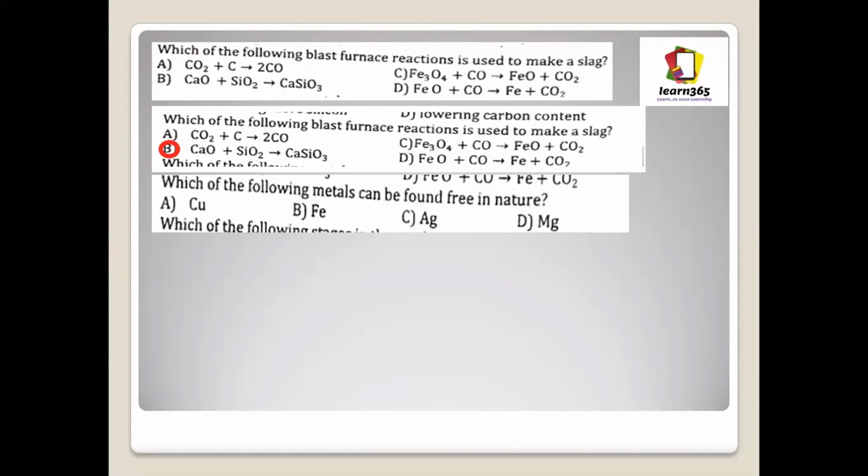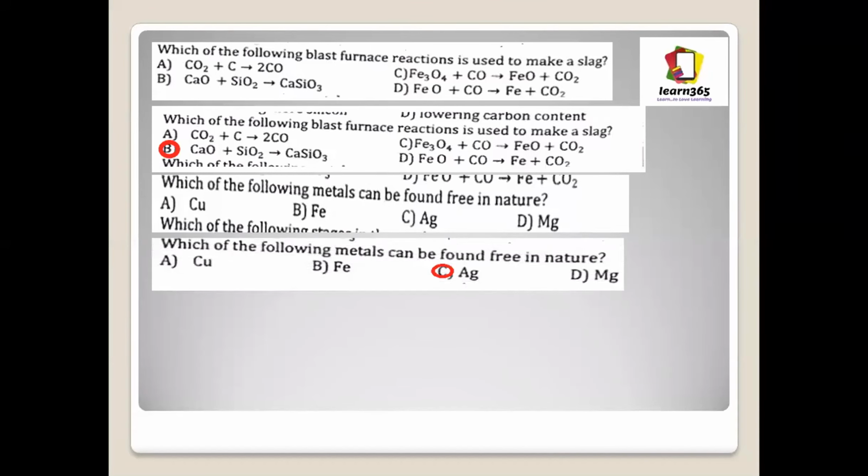Ashima, are you sure? Okay, the right answer is silver. It's not A. You know why? Out of these options, you can rule out iron and magnesium, B and D. They are never found free in nature because they are very reactive, very active metals. They are always found in the form of compounds only, in any ore form.